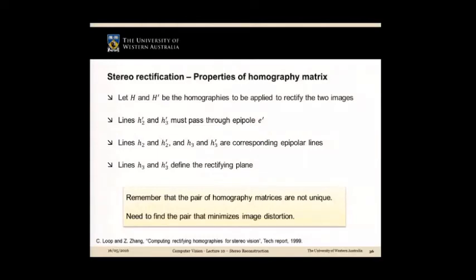So if you want to look into more details, I have provided a reference to relevant literature there as well, which is computing rectifying homographies for stereo vision. It's a technical report which was published back in 1999. So you can dig deep if you're interested. But for understanding, just keep these definitions and these properties of the homography matrix in your mind.